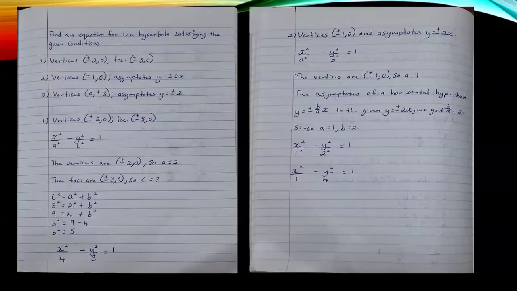So in this case, it's going to be in this form, plus or minus b divided by a, x. So if that gives us 2, we know that the value should be 2 divided by 1, and that's going to give us 2. So that's how we're going to put it, 2. So our a value is 1, our b value is 2, and we take that and substitute. So we square 1 and we also square 2, and that gives us this equation here, which is x squared divided by 1 subtract y squared divided by 4 equal 1.